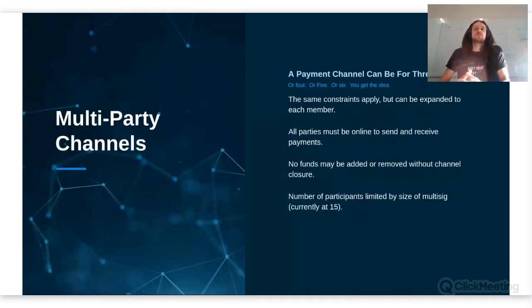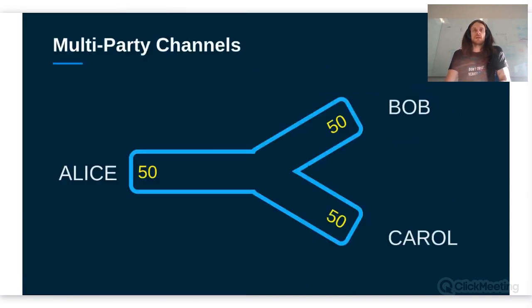So, for example, all parties must be online to send and receive payments. Now, if you have 3 parties in a channel, it's more likely that one of them will be offline. So that's a bit more of a drawback. As with regular channels, you can't add or remove funds without channel closure, and it's also limited by the size of multi-signature, which is at 15. So let's take a look at how these would work. Let's say Alice, Bob, and Carol all open a channel together with 50 Bitcoins each. Alice can send 20 Bitcoins to Bob, and Bob can send 40 Bitcoins to Carol, and they can continue doing this to and from each other as long as they are all online.